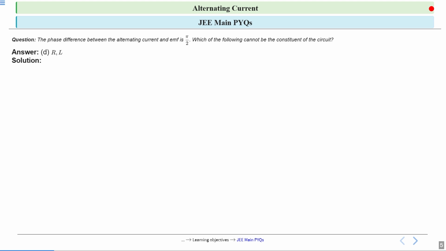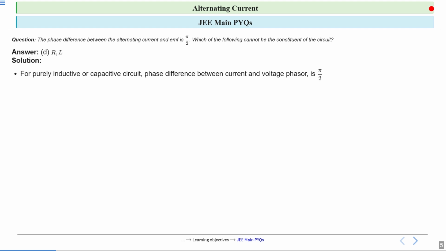So option D is correct. RL circuit. In an RL circuit, the phase difference between alternating current and EMF cannot be pi by 2. Why? For a purely inductive or capacitive circuit, the phase difference between current and voltage is pi by 2. I have already mentioned that if the circuit is purely inductive or capacitive, that means options B and C are incorrect. Okay, means what is asked in the question, that cannot be a constituent of the circuit.